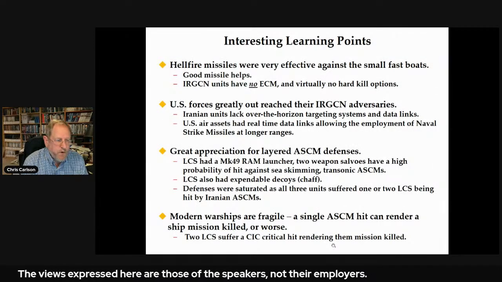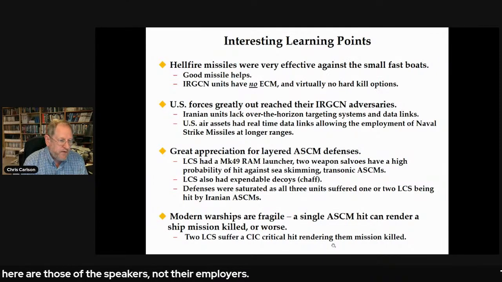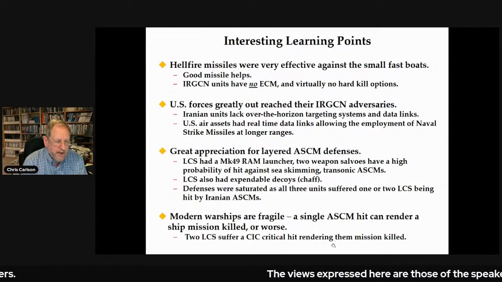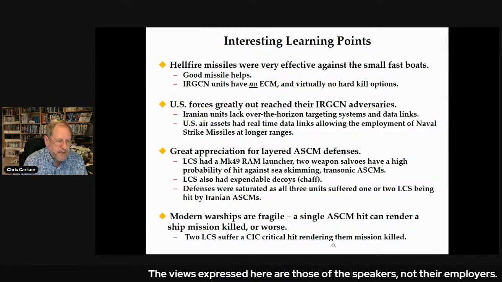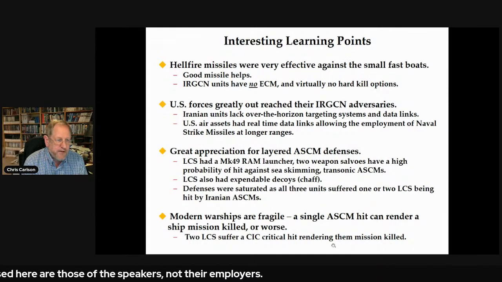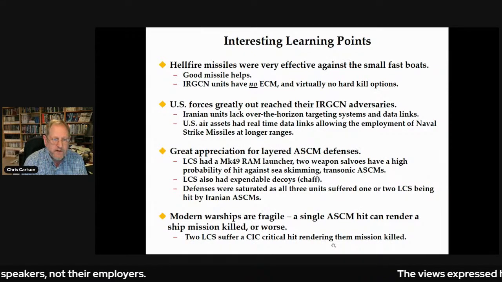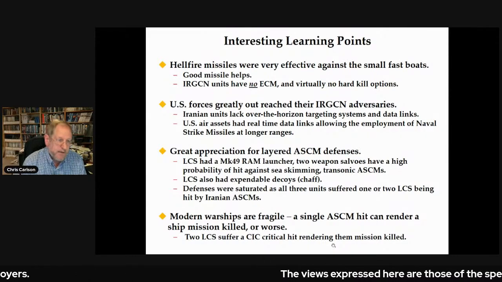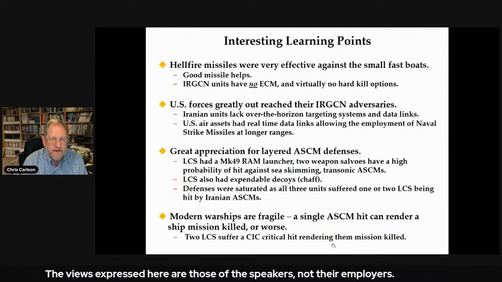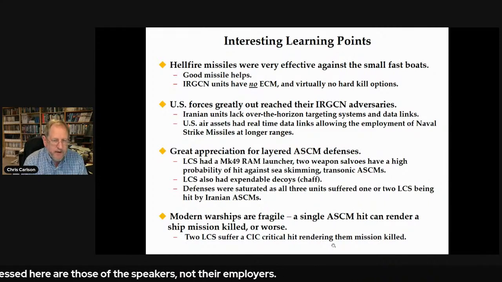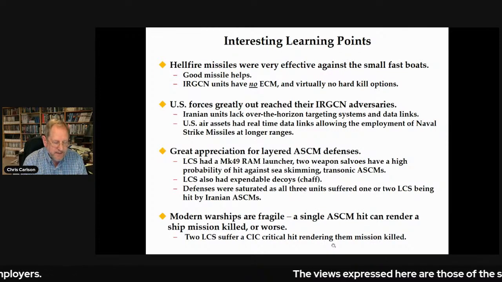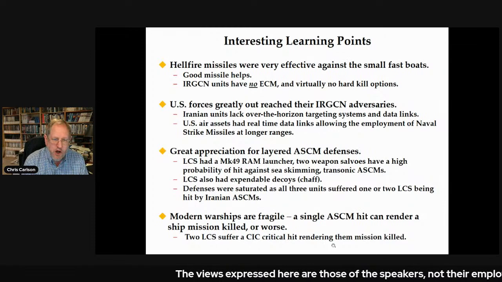One of the things that we wanted to point out were the interesting learning points, the things we wanted to stress. The fast patrol boats on the Iranian side pretty much got wiped out by all 3 units, and that's largely because of the Hellfire missile, particularly the VLS module that we put on one of the LCSs. It was very effective, partly because it's a good missile. The other side is the Iranians had absolutely no defenses. Those fast patrol boats had no countermeasures, and when your only hard kill option is a manually aimed and fired 50 caliber machine gun, your life expectancy is not particularly long.